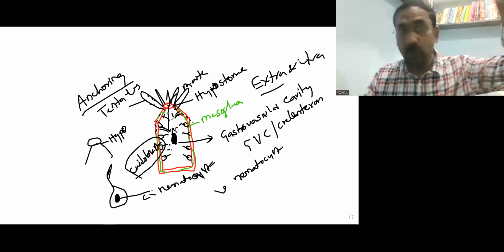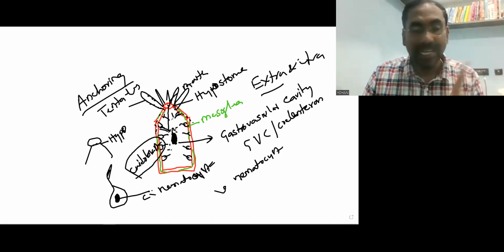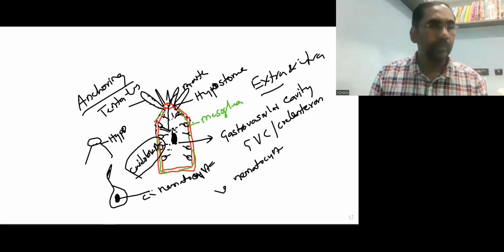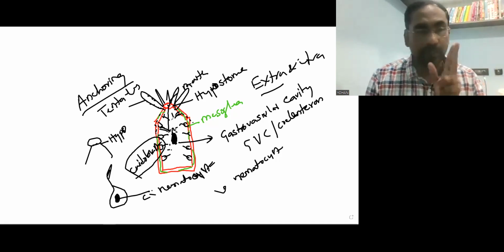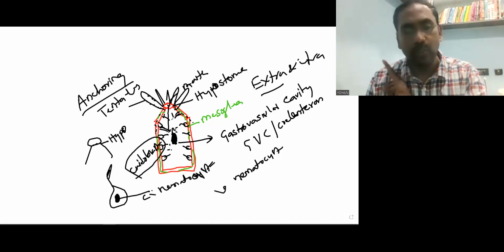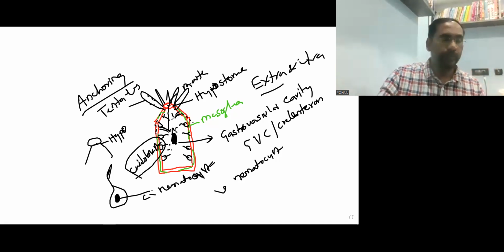Whereas in sponges, remember the digestion is only intracellular, carried out by choanocytes. But here, first digestion takes place in the GVC and final digestion takes place within the cell. So the type of digestion is both extra and intracellular.